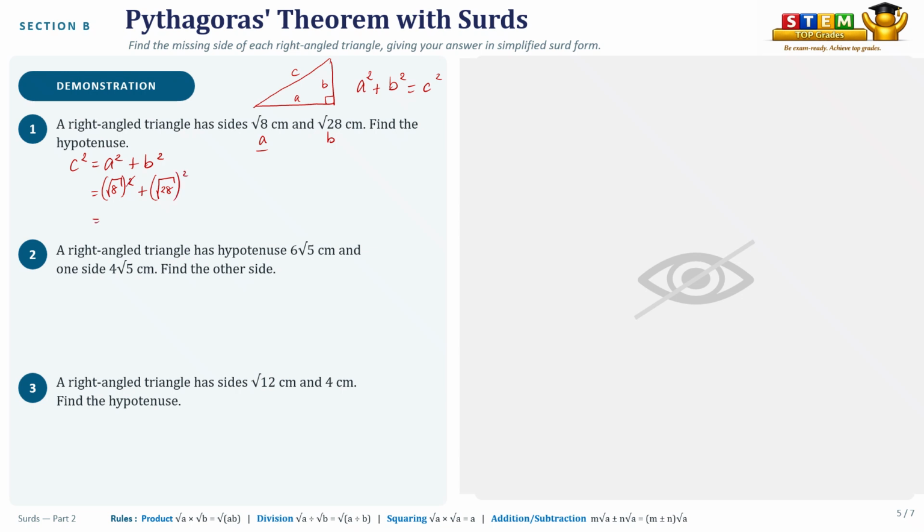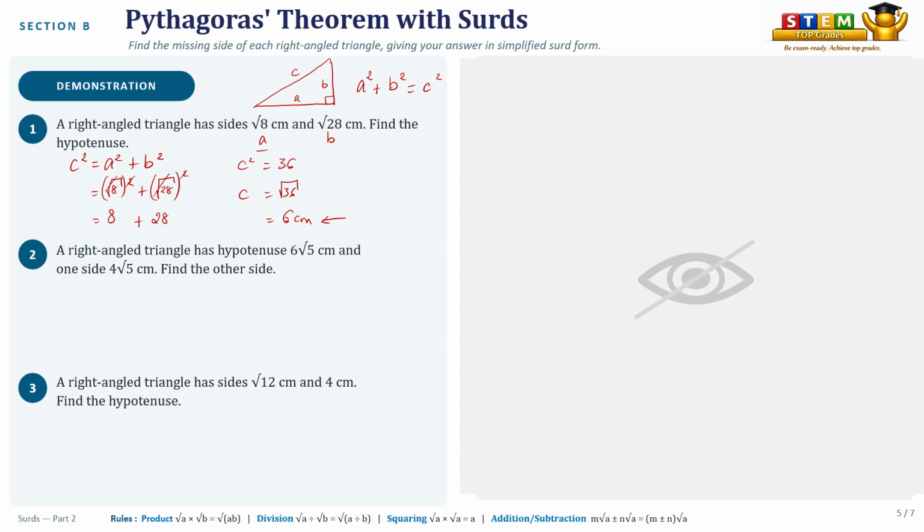Now, squaring a square root cancels that out. So A ends up with an 8. And here we got square cancel the square root. That's going to be 28. So C squared is equal to 36. And C is the square root of 36, which is going to give me 6. And don't forget to put the units. That will be 6 centimeters, and that's the answer.